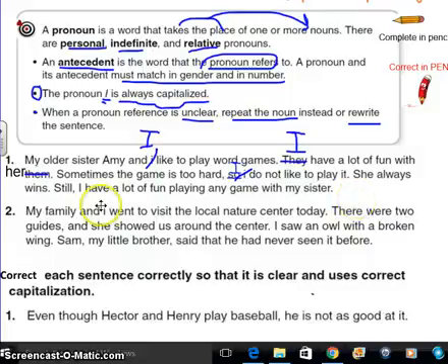How's the rest of that sound? So, this is how it would have sounded with all the mistakes. My older sister Amy and I like to play word games. They have a lot of fun with them. Sometimes the game is too hard, so I do not like to play it. She always wins. Still, I have a lot of fun playing any game with my sister.